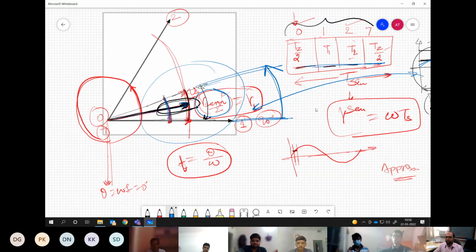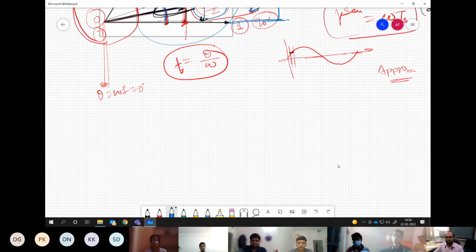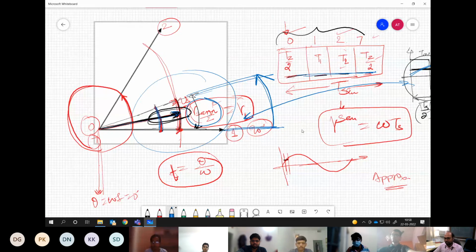Yes, sir. And the hexagon also, like in some of the books they take the reference vector on a per phase basis. The reference vector they multiply with 2 by 3.